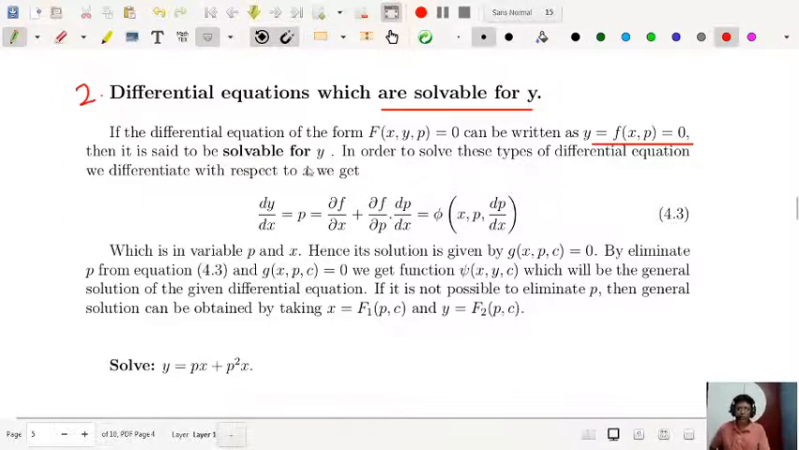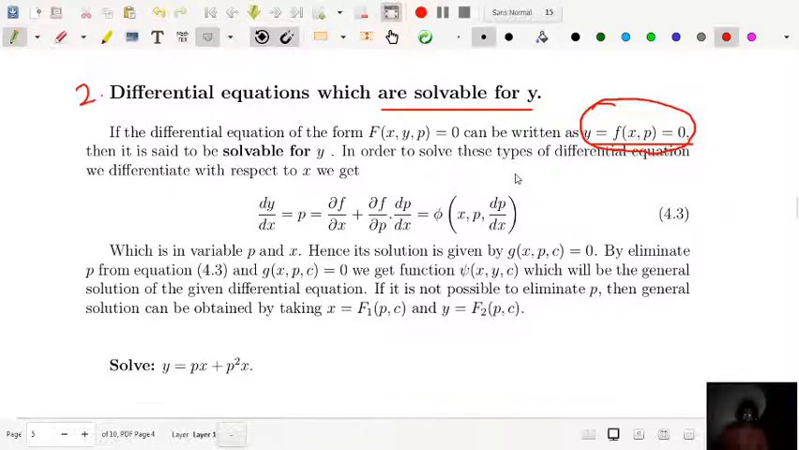Then it is said to be solvable for y, because y can be explicitly expressed in terms of x and p. Look at that. y can be expressed explicitly in terms of x and p. If it is not possible to separate y, then it cannot be solvable for p. But if you can write the equation in this form, then to solve these types of differential equations, we differentiate with respect to x.